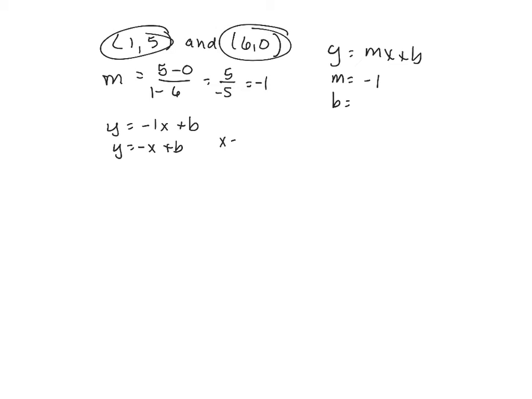So from this, I know my x is 6 and my y is 0, and that will help me find my b. So I have 0 equals negative 6 plus b. So to solve this, let's add the 6 to both sides. And I get 6 equals b. So now I have y equals negative 1x, or negative x, plus 6.